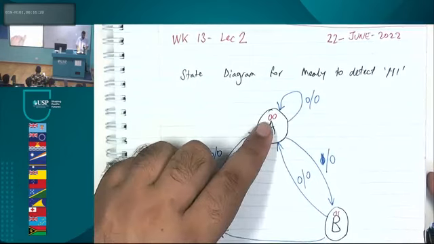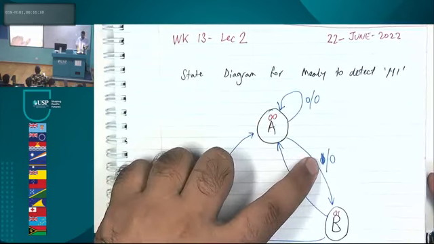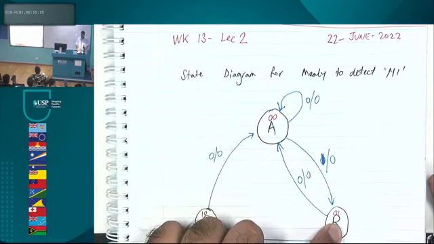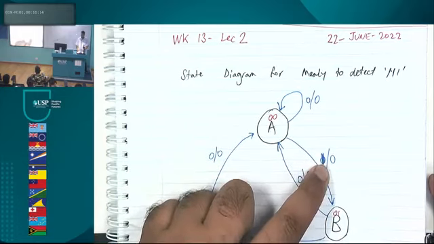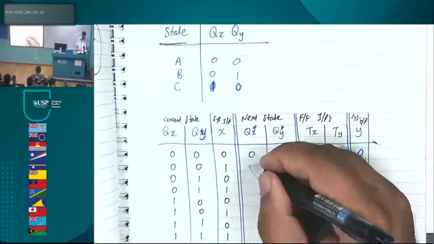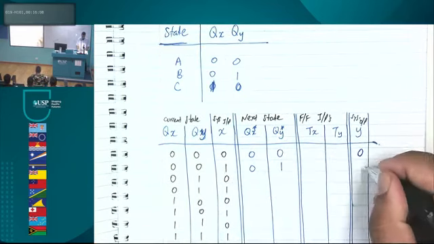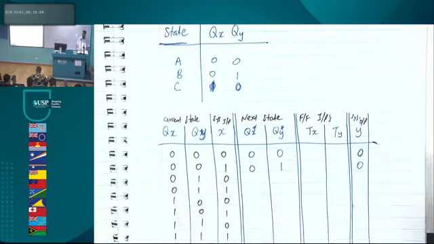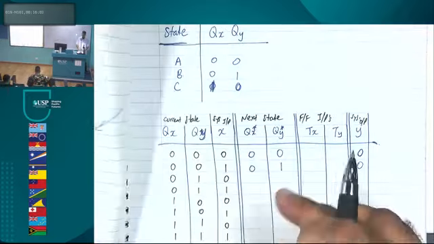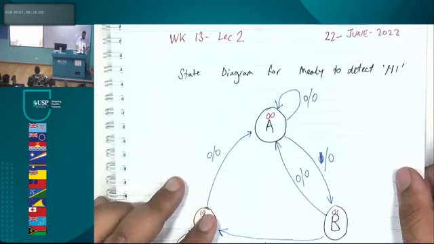Right now. 0, 0, input 1 goes to 0, 1, output is 0. See how it's so easy to translate. When you put x in this line, it becomes easy to translate.